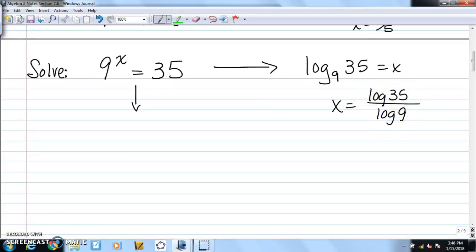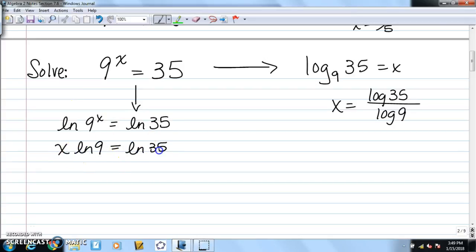But if you don't like having to go from exponential to logarithmic, you can just take the log of both sides. And you can actually take any base log of both sides. So I could do the natural log of 9 to the x equals the natural log of 35. I probably either want to use natural log or log base 10 because those are on my calculator, but either one will work. Then I apply my properties of logarithms. Well, I know that power goes out in front. So I have x times the natural log of 9 equals the natural log of 35. To solve this for x, I divide through by the natural log of 9.